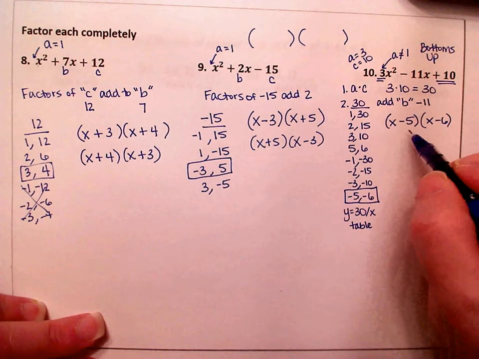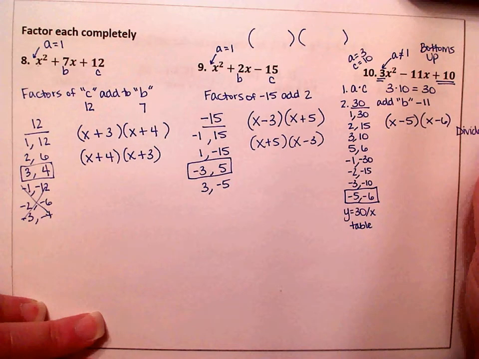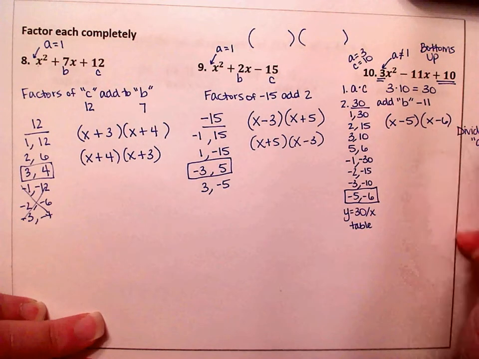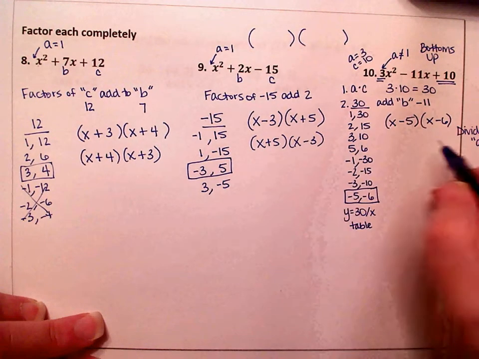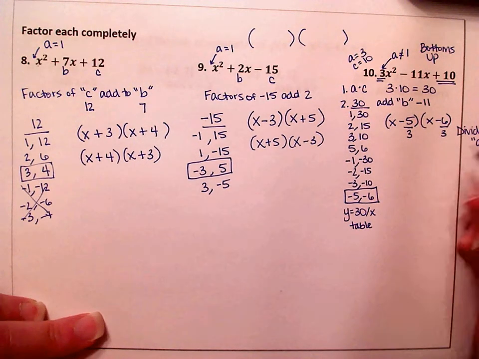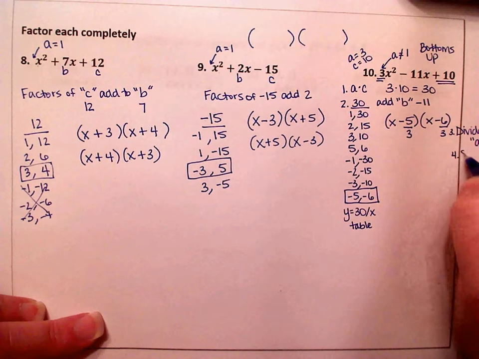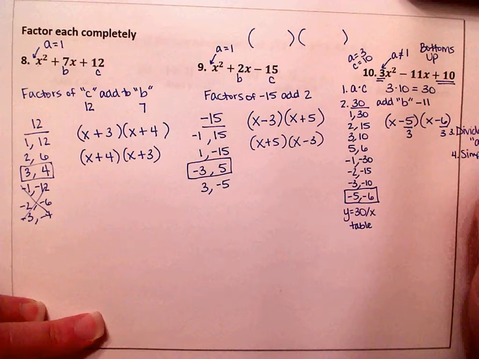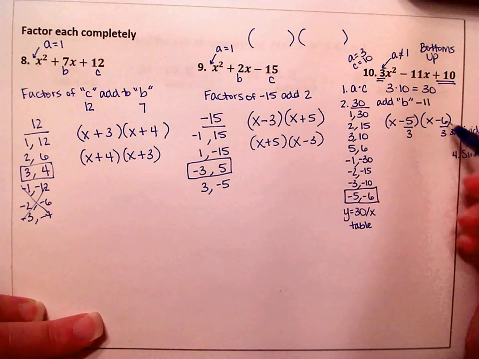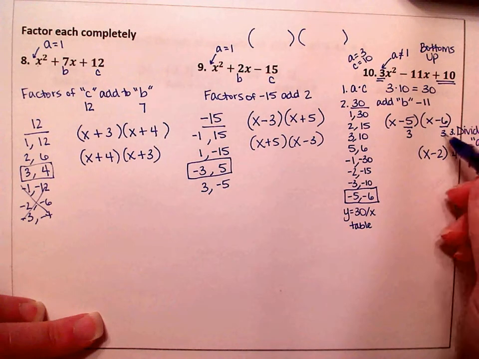So we have to do what's called dividing by a to undo the multiplication we did up here from a to c. Remember, our a value is 3, so we're going to divide both of these factors by 3. Don't forget, that was step number 3, we always have to simplify the fraction if it will simplify. Well, 5/3 won't simplify, but 6/3 will. So that factor becomes x minus 2, since 6 divided by 3 is 2.